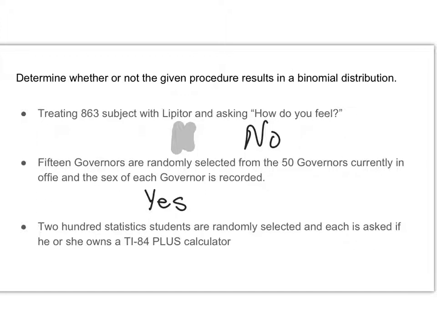200 statistics students are randomly selected, and each student is asked if he or she owns a TI-84 Plus calculator. So what are your possible answers here? They are yes and no. Either I own one or I don't. So this is also a binomial distribution, or could be made into one.